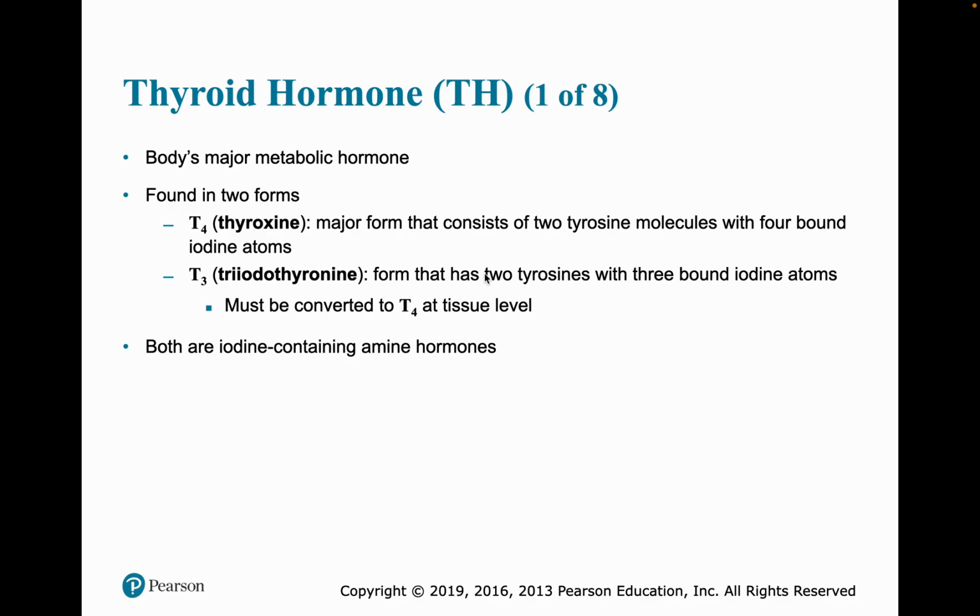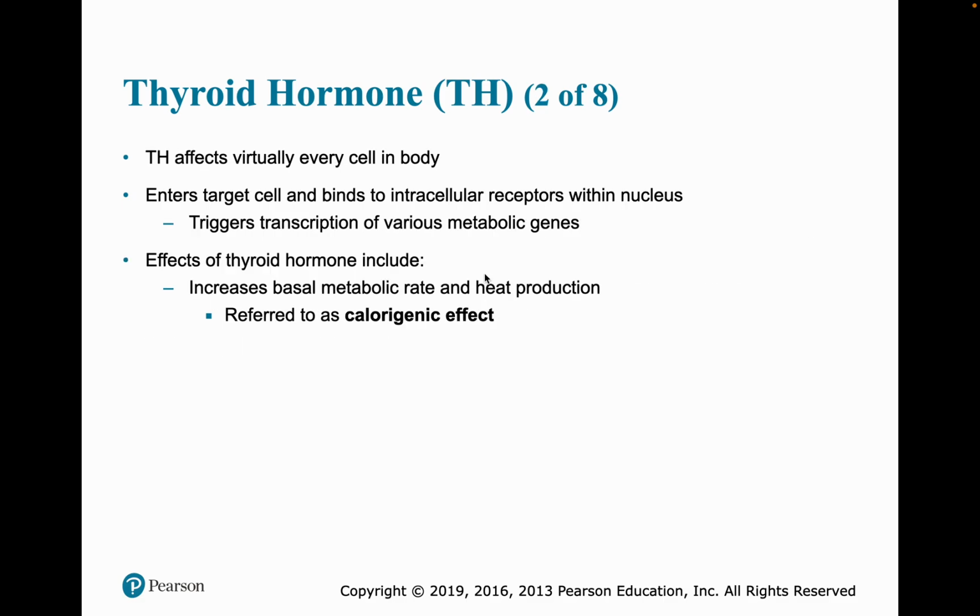So the body's major metabolic hormone is thyroid hormone. There are actually two forms of thyroid hormone, T3 and T4, which differ in the number of iodines that are attached to them. T4 is the most potent form, and most of the time T3 is converted to T4 to make it a higher affinity at the periphery. So they are iodine-containing amine hormones.